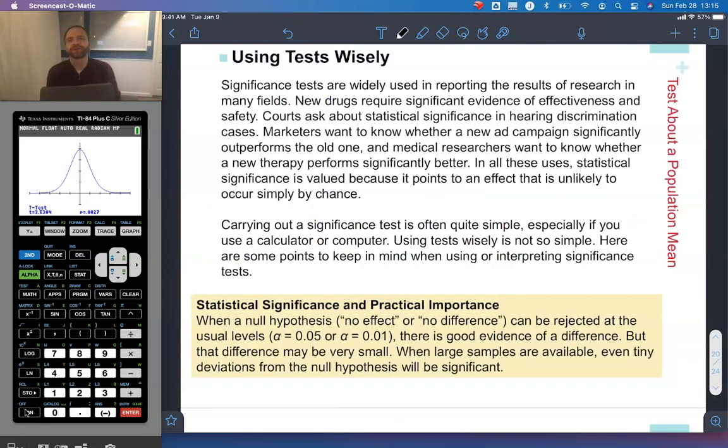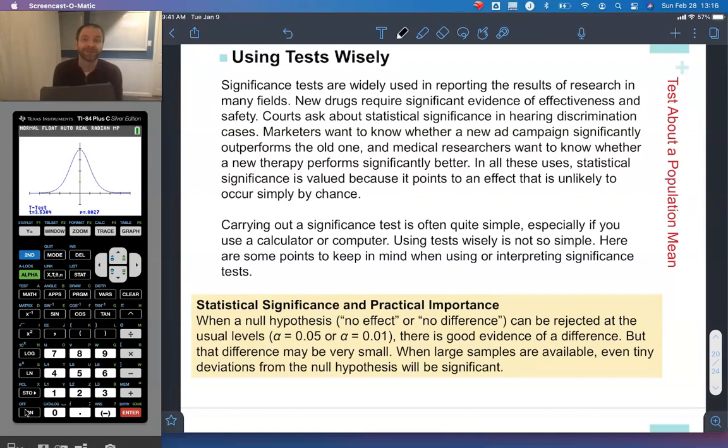So moving on to using tests wisely, you can go through these comparative tests, or even just general tests. They want to know, does a certain advertisement work better than another one? Is there a change in it? So carrying out a significance test is simple, especially if you have a calculator or technology that you can input the information in. But you need to make sure you're using tests wisely. That's not the easy part. Some points to keep in mind you can see down below.